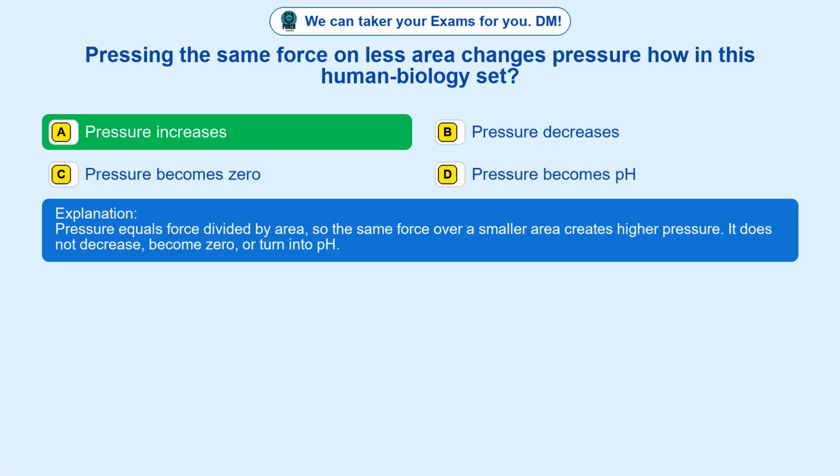Pressure equals force divided by area, so the same force over a smaller area creates higher pressure. It does not decrease, become zero, or turn into pH.